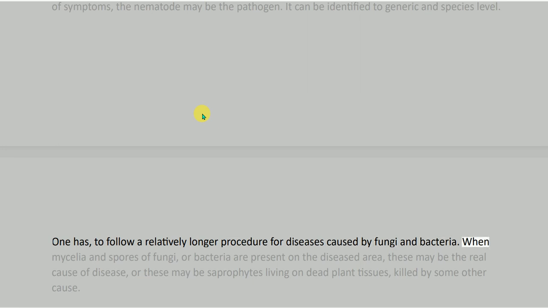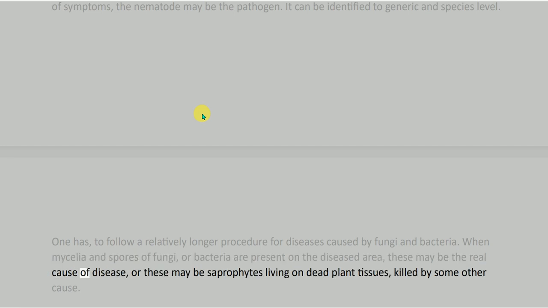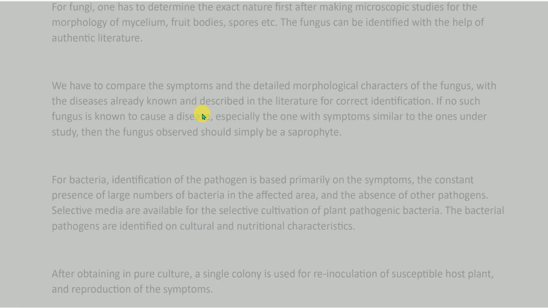When mycelia and spores of fungi or bacteria are present on the diseased area, these may be the real cause of disease, or these may be saprophytes living on dead plant tissues, killed by some other cause. For fungi, one has to determine the exact nature first after making microscopic studies for the morphology of mycelium, fruit bodies, spores, etc. The fungus can be identified with the help of authentic literature. We have to compare the symptoms and the detailed morphological characters of the fungus with the diseases already known and described in the literature for correct identification. If no such fungus is known to cause a disease, especially the one with symptoms similar to the ones under study, then the fungus observed should simply be a saprophyte.